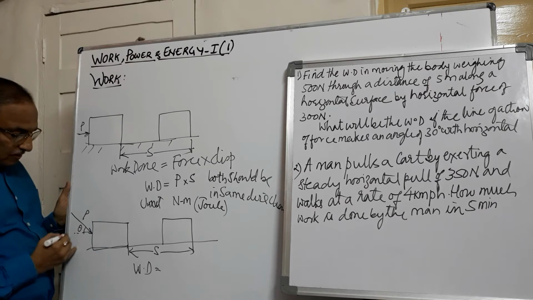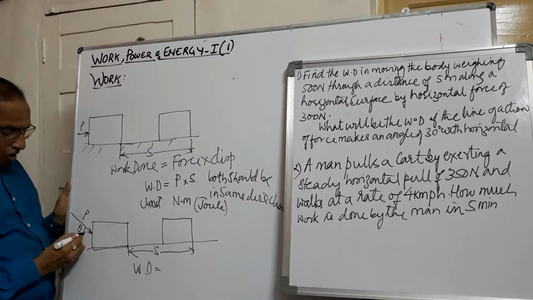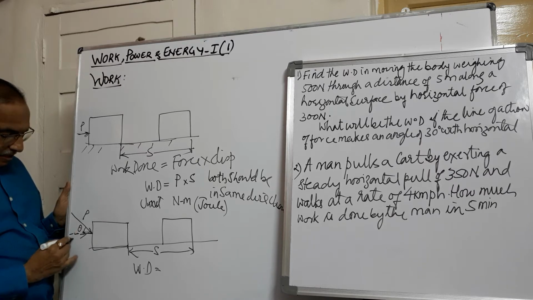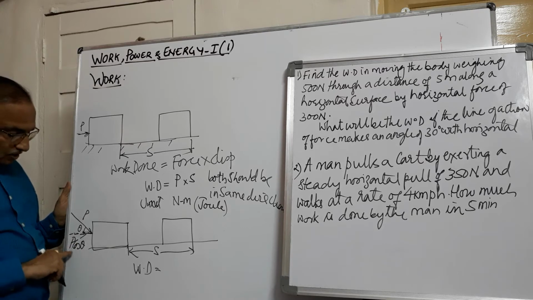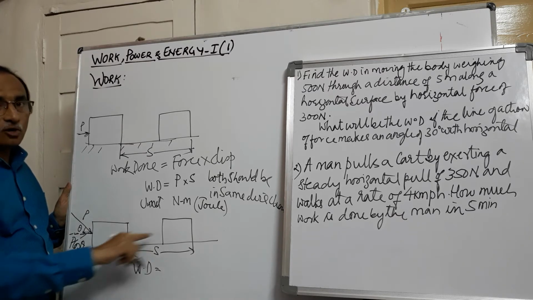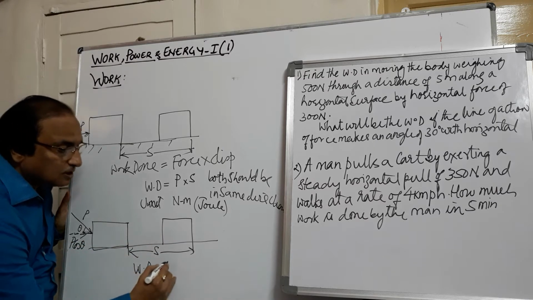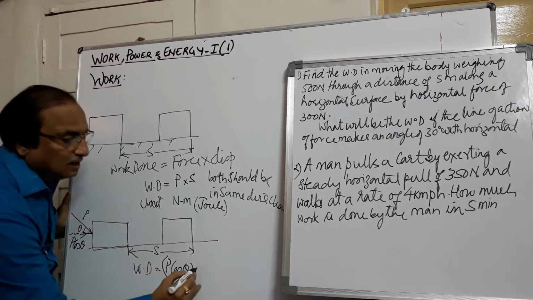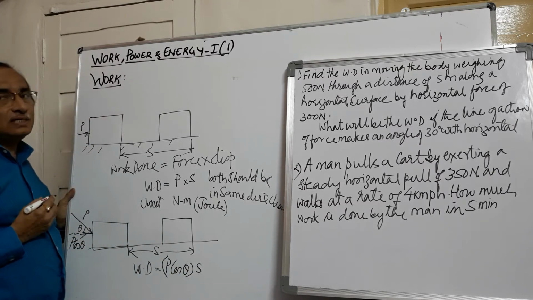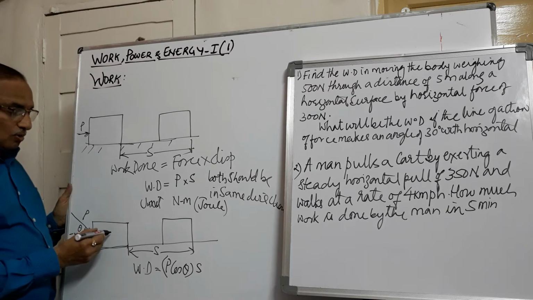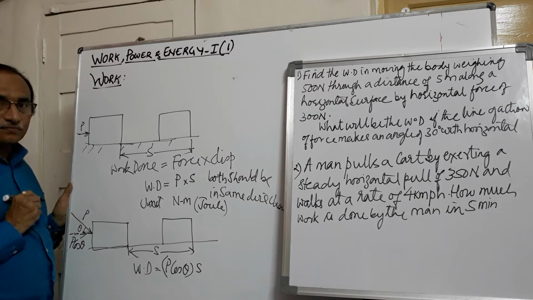So what we'll do is resolve this force P horizontally. And if I resolve horizontally, it is along the angle, and we know along the angle is cos theta. Now we know the direction of the force is horizontal, and we know the displacement is in the horizontal direction. So work done for this will be P cos theta, that is the component of the force in the horizontal direction, into the distance it is traveling. So this is the work done by a force acting at an inclination of theta.